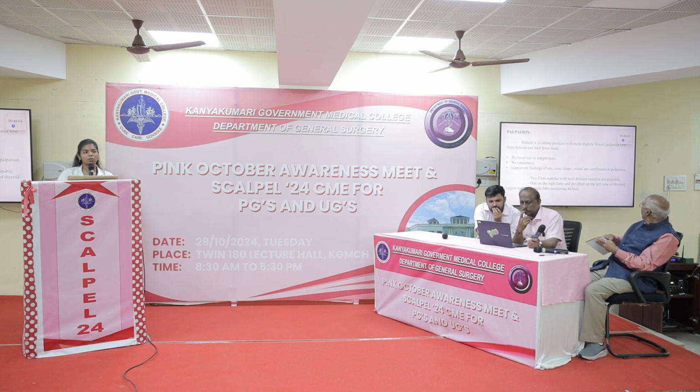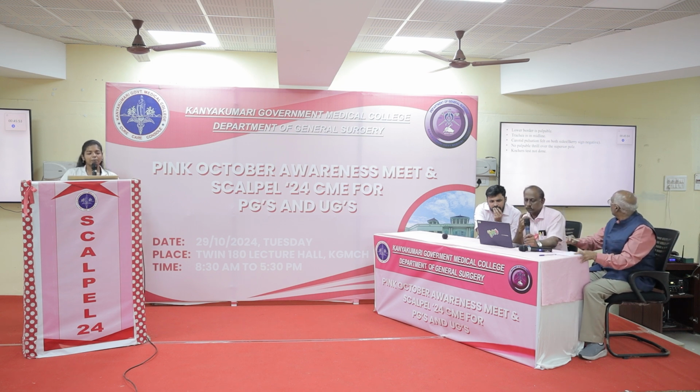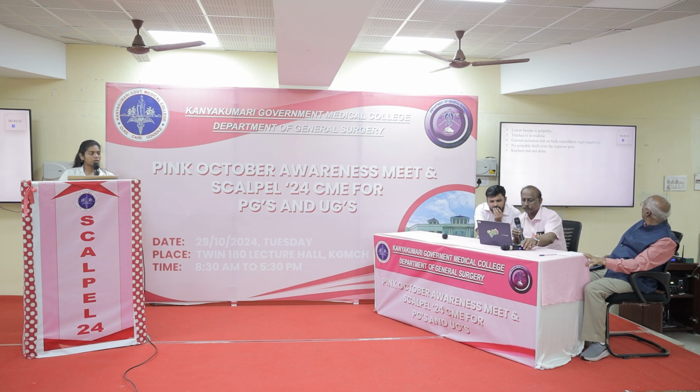The largest nodule is on the right lobe, measuring 4 cross 3 centimeter. Lower border is palpable, trachea is in midline, carotid pulsation felt on both sides, so Berry's sign is negative, and no palpable thrill over the superior pole, and Kocher's test is not done. Auscultation: no bruit heard over the superior pole of the thyroid. Examination of regional lymph nodes: there are no palpable lymph nodes in the neck, and the examination of oral cavity is normal.